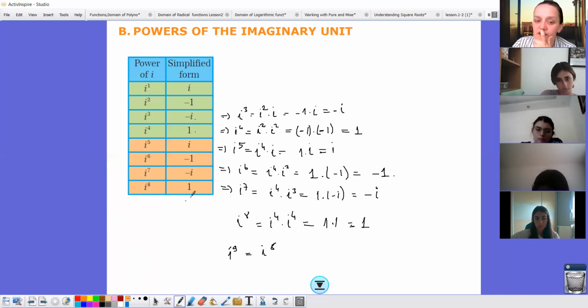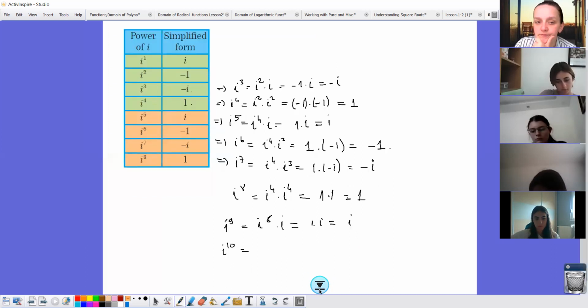I to the power of 8 we know, times I. I to the power of 8 is 1. 1 times I will be I. Then what do you think? What will be I to the power of 10? -1. And if I continue, again after 4 units, it will continue the same.